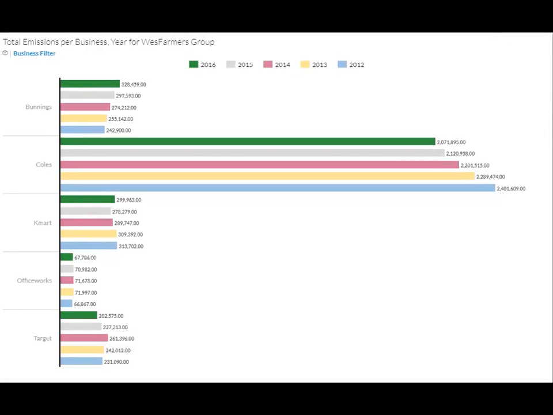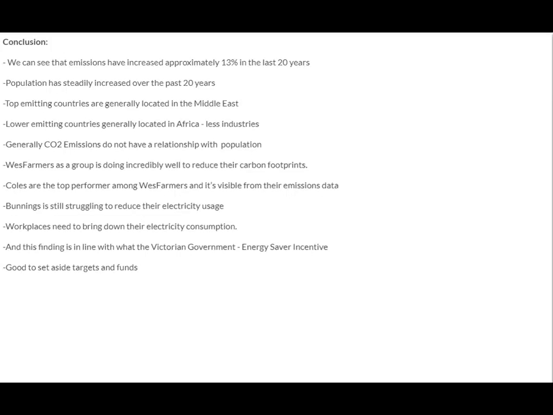Some conclusions to draw from this data and story: that emissions have increased approximately 13% in the last 20 years, and population has steadily increased over the past 20 years as well. Top emitting countries are in Middle East and the lower ones are in Africa, maybe because of less industries. CO2 emissions are not directly linked with population. Wesfarmers as a group is doing incredibly well to reduce their carbon footprints. Coles are their top performer. Bunnings is still struggling to reduce their energy usage.